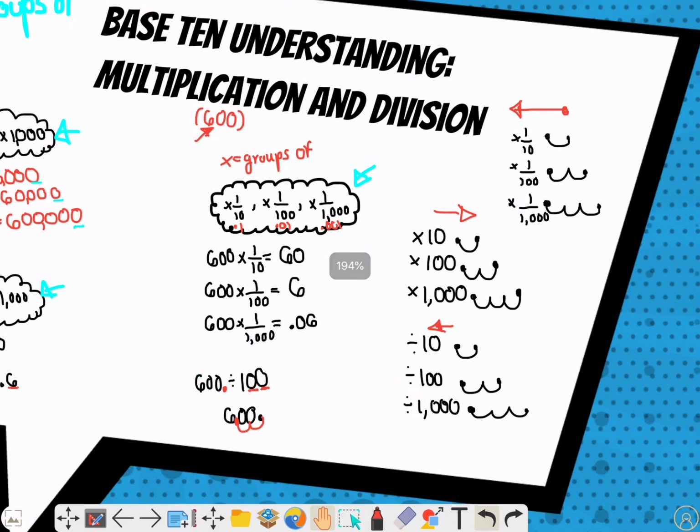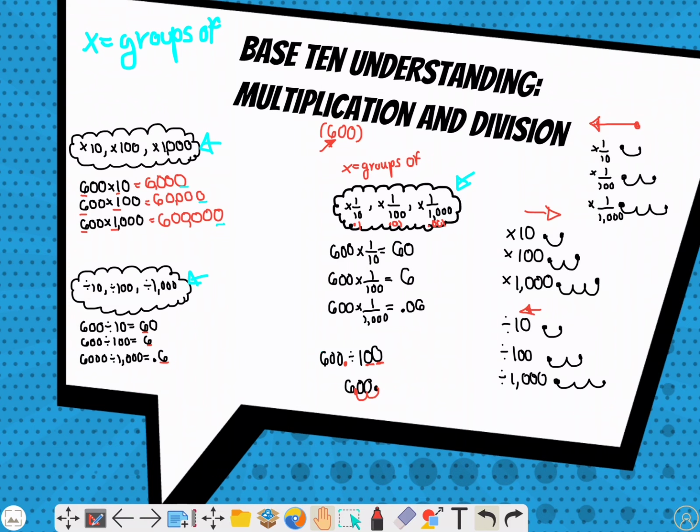Base 10 understanding is a weird concept. Just remember, the first ones, my answers are getting bigger because I have larger groups. The second one, which is down here, my answers are getting smaller because I'm breaking them up. And over here, my answers are also getting smaller because I'm multiplying by factors smaller than 1.